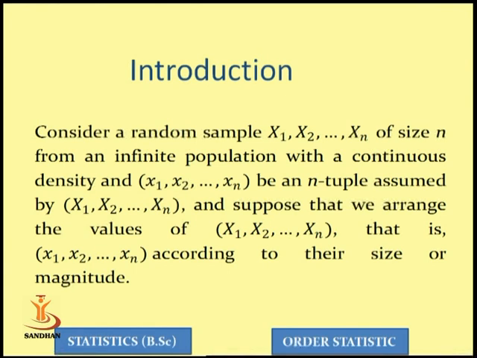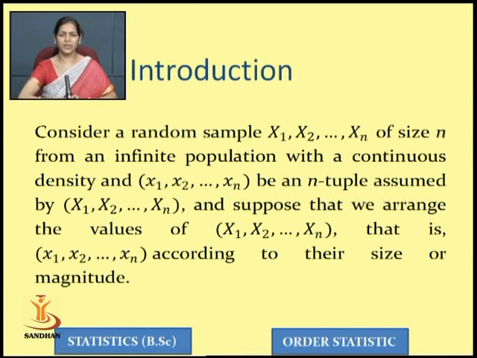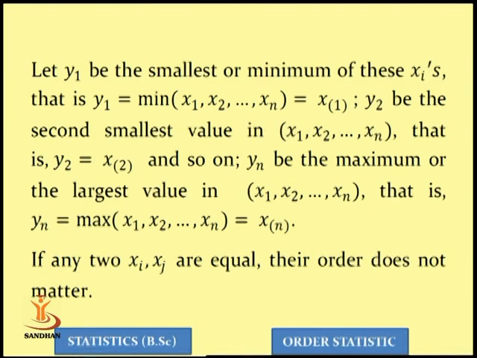If we consider a random sample of size n from an infinite continuous population, and suppose the observations on these n random variables are x1, x2 up to xn, then if we arrange these values in order according to their size or magnitude, then suppose out of all these xi's, whatever is smaller, we call it y1. So y1 is the minimum among x1, x2, xn. We denote it by x suffix 1 enclosed in brackets.